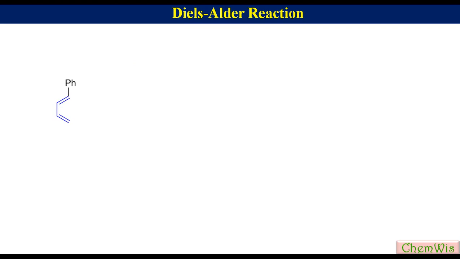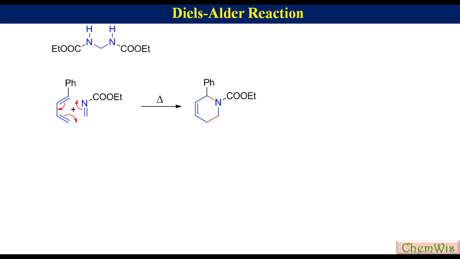Reaction of substituted butadiene with imine like ethyl methylene carbamate gives 1,2,3,6-tetrahydropyridine derivative. Ethyl methylene carbamate is in situ generated from diethyl methylene dicarbamate under heating condition.